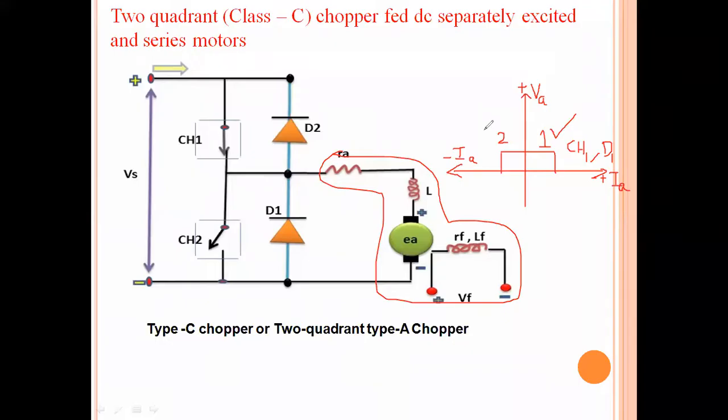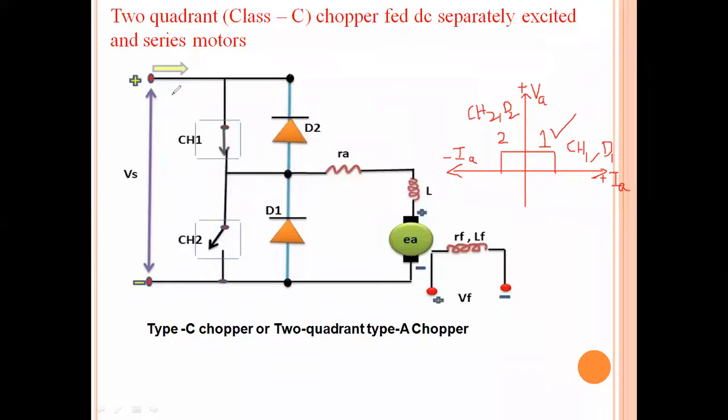For achieving the second quadrant operation, we need the help of switch 2 and diode D2. So switch 2 and diode D2 will be turned on during the second quadrant operation. How does it happen? Now let's see. First, we will turn on the switch 1. I'm going to turn on this switch 1.